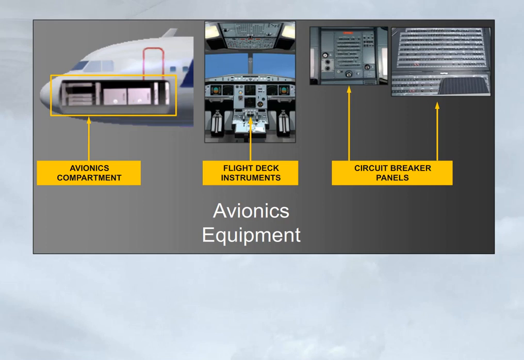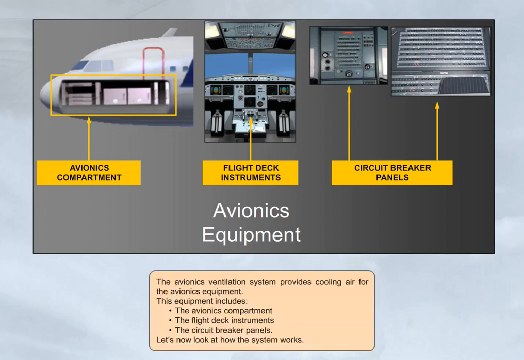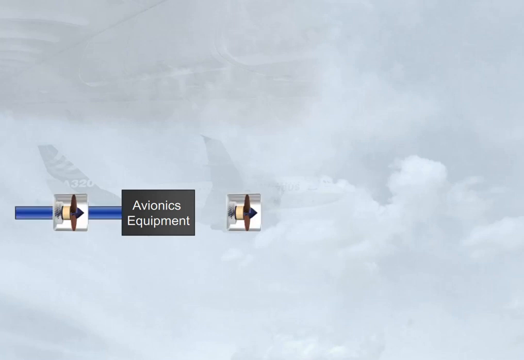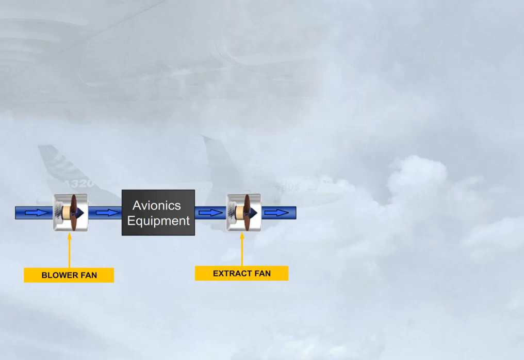Let's now look at how the system works. Air is circulated by two fans, a blower and an extract. These fans operate continuously as long as the aircraft electrical system is supplied. Note: the operation of the avionics ventilation system is controlled and monitored by an avionics equipment ventilation controller, AEVC.